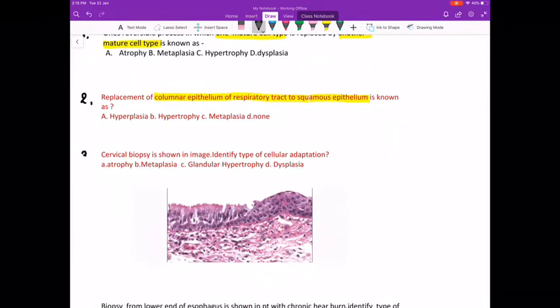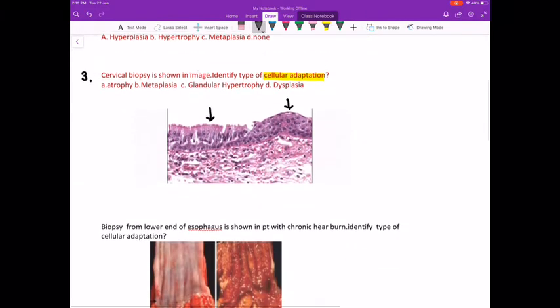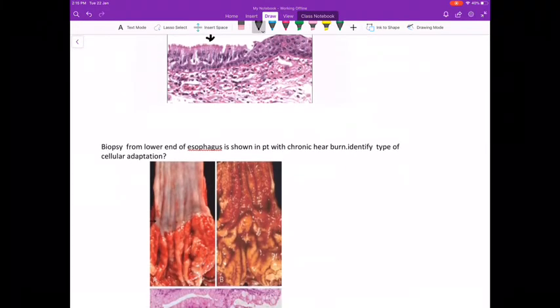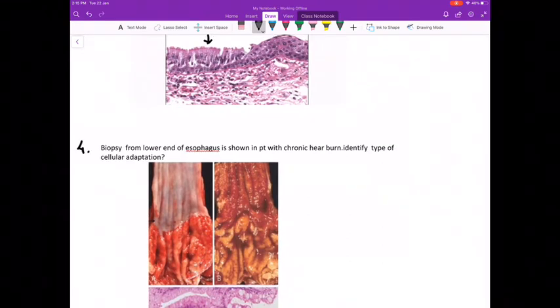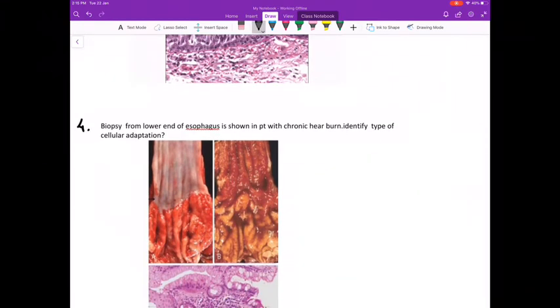Third, there is an image based question. Cervical biopsy is shown in the image. We have to identify what is the cellular adaptation. One patch which is showing columnar epithelium, and then there is a next patch of the tissue which is showing stratified squamous epithelium. Don't worry, we'll be dealing in these questions in detail in the theory section.